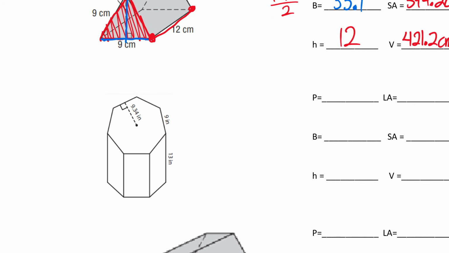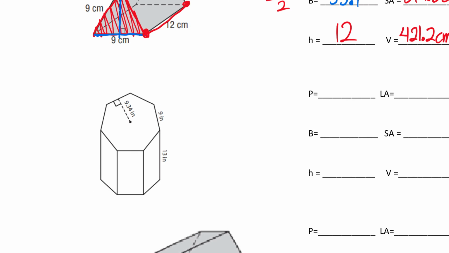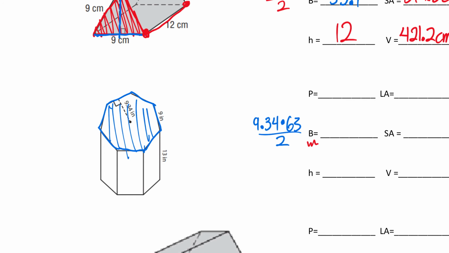Okay, on this one right here, I'm not going to go through the whole thing. I just want to remind you, how do we find the area of this base right here? Apothem times perimeter divided by 2. So 9.34 times 63. The apothem is 9.34. The perimeter of that, make sure you get 1, 2, 3, 4, 5, 6, 7 sides times 9, which would be 63. So 9.34 times 63 divided by 2 is what?